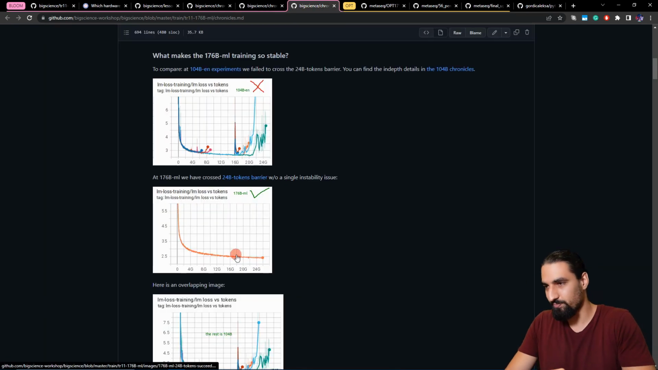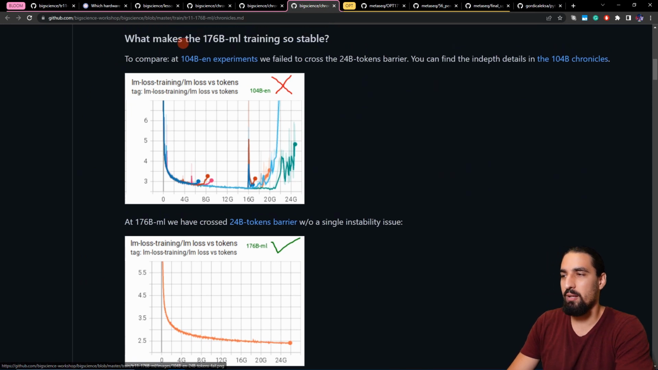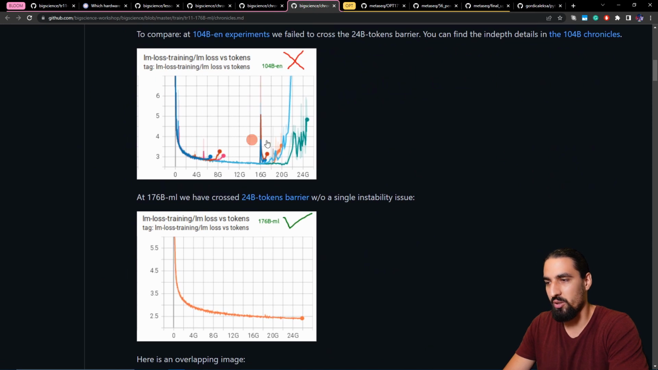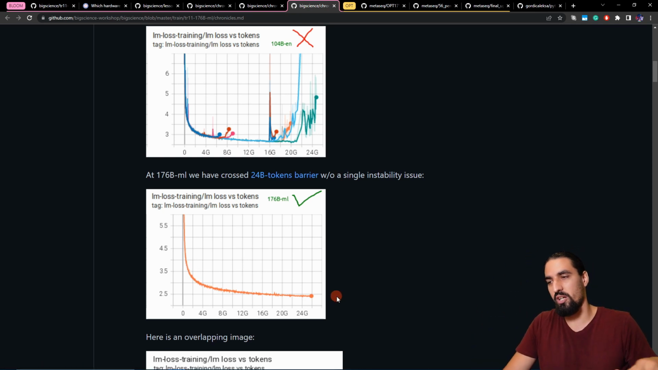they've shared this. Okay, I did mention that the 176B was much more stable. They literally say here what makes the model so stable, and they compare. So here is the 104 billion parameter model. You can see a bunch of curves superpositioned here, and you can see the 176B. It's literally a smooth curve converging, and the loss is lowering as expected.